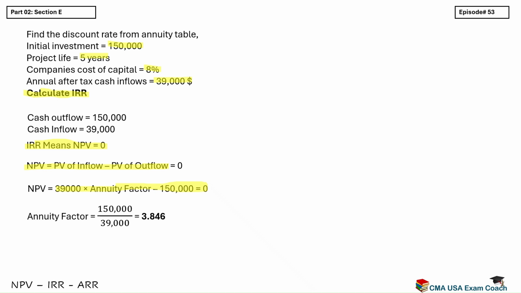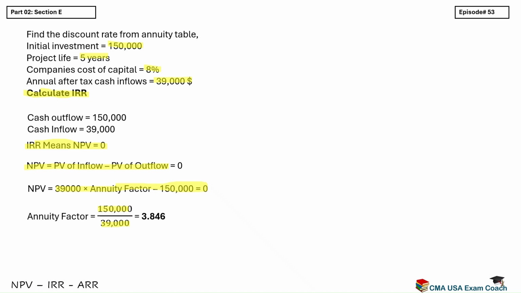Now, here we see that 39,000 inflow multiplied by the annuity factor equals the outflow of 150,000. In simple words, it seems like 150,000 equals 39,000. How is this possible? This is because we are discounting the 150,000 over 5 years, and the present value of the future inflows, when multiplied by the discount factor, equals the initial outflow. So the question is, what discount factor will make 39,000 inflows equal 150,000 outflow?